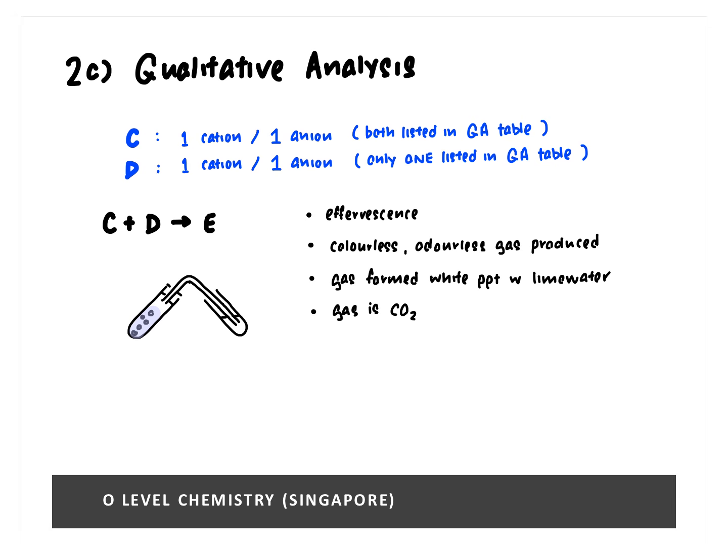So the required observations will be effervescence, colorless, odorless gas formed, gas produces a white ppt with lime water, gas is carbon dioxide. Now I know many of you are going to throw your arms in the air and say that I didn't get the white ppt. Alright, this is not uncommon given that the amount of solid given is very little and the effervescence is very rapid.